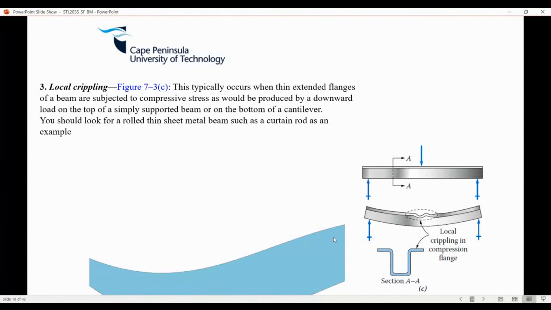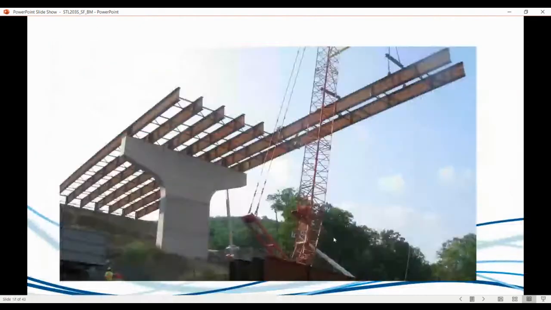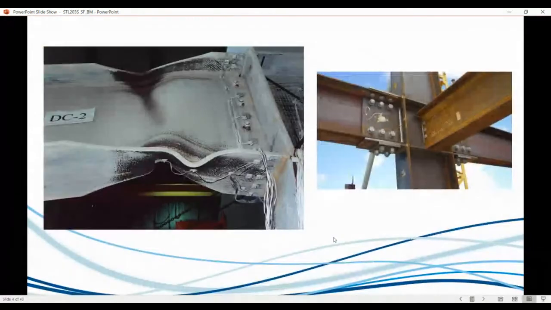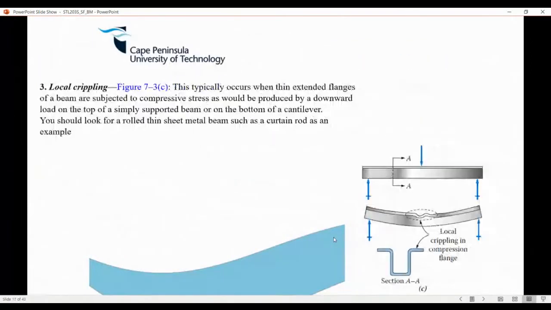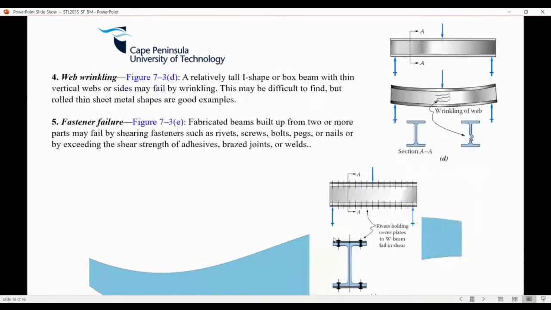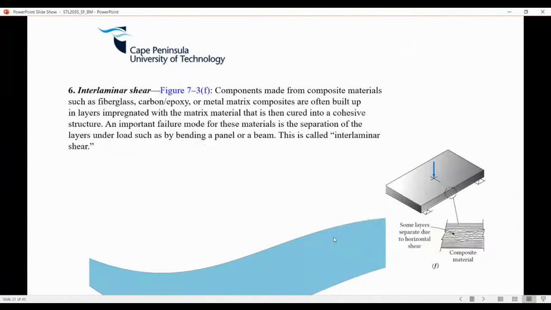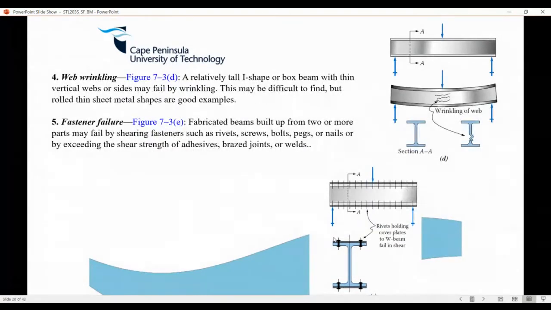This is interesting. So local crippling is what I had over here. Ugly picture. Another form of failure, right? And this could be a combination of stuff. So there's local crippling, there's web wrinkling, there's fastener failure, and there's interlaminar shear. But I don't want to spend too much time on failure because I'm not essentially going to assess you on these things, but just to give you a nice backdrop of what you're trying to achieve here. I don't think the book does a very good job of this.